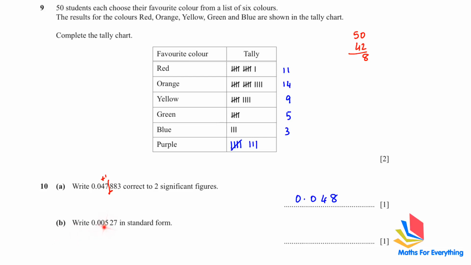10b, write 0.0527 in standard form. We have to move this decimal 1, 2, 3 places. So 5.27 times 10 to the power of negative 3. If you move the decimal to the right, our power sign will have negative.